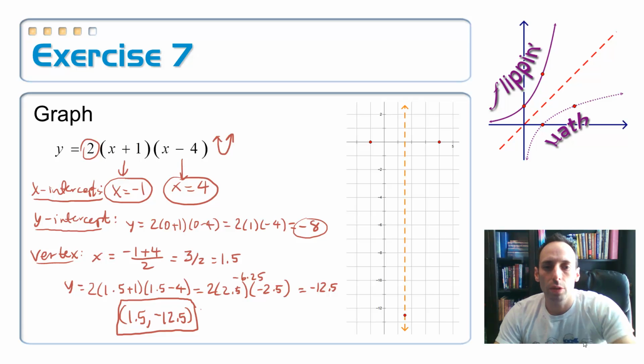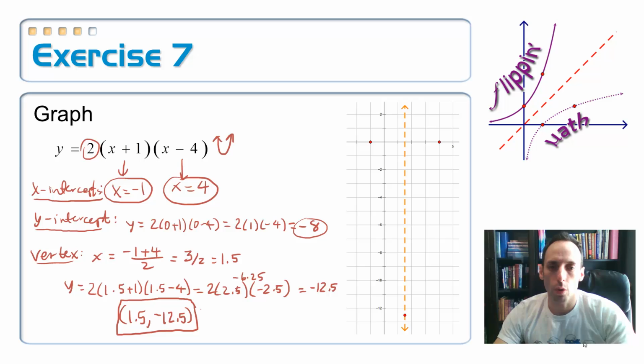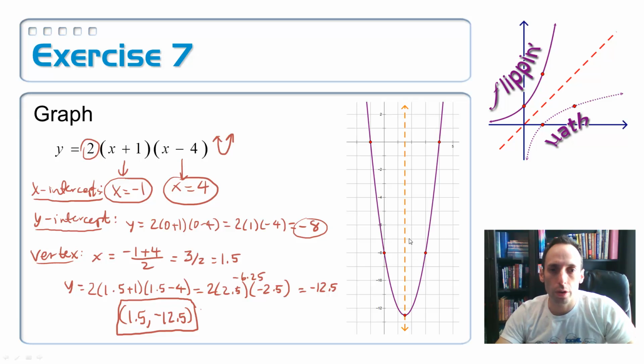Okay, that's not really enough to graph my parabola, so let's get another set of points here. That's where that negative 8 for the y-intercept comes in, reflected across the axis of symmetry. On this one, it is 1.5 to the left, so let's make it 1.5 to the right. There's enough to make our glorious parabola.